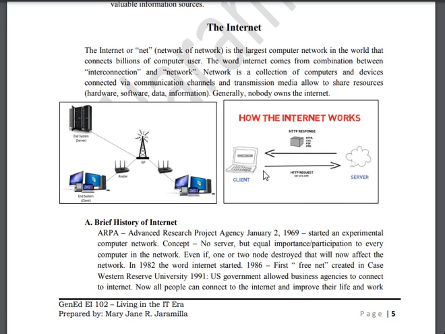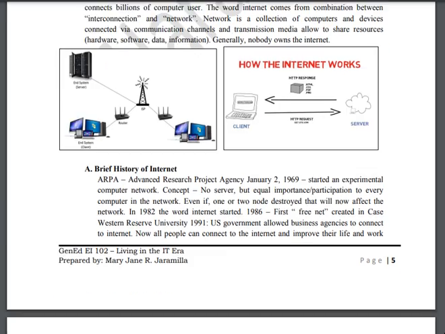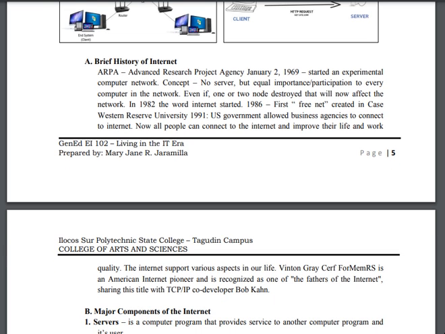So, we have here a brief history of the internet. During January 1969, through the Advanced Research Projects Agency, they started an experimental computer network. Yung concept nila, walang server, but equally important participation of every computer in the network. Nagkakaroon na sila ng network working, pero it is only LAN-based muna that time. So, even if one or two nodes are destroyed, it will not affect the network.